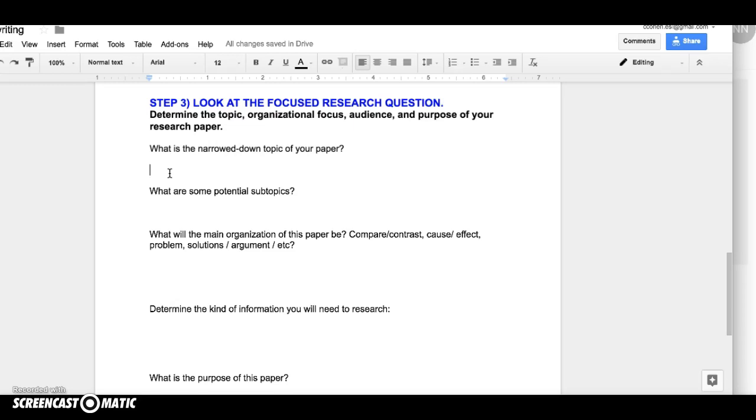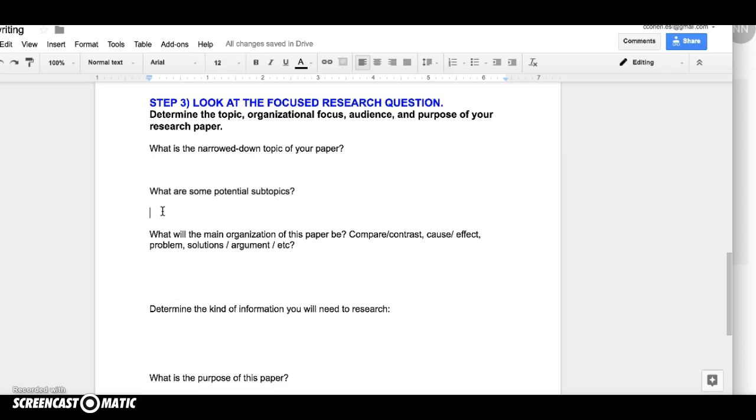So maybe the problem with the American educational model is it focuses too much on hard work. And some solutions to this problem are blah, blah, blah, right? So here you'll put your narrowed down topic. Then list some potential subtopics. You guys came up with Zachariah's subtopics in his essay.